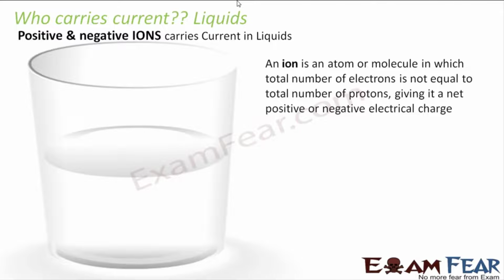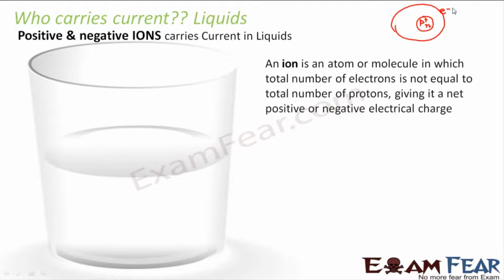Now what are these ions? Ions are something in which the total number of electrons is not equal to the total number of protons. When you look at the structure of the atom, it has a nucleus which has protons and neutrons, and it has electrons which are revolving around it. Protons are positively charged and electrons are negatively charged, and neutrons are neutral, right? So when the number of protons is equal to the number of electrons, that means the number of positively charged particles is equal to the number of negatively charged particles. In that case, the net charge on the atom would be 0.